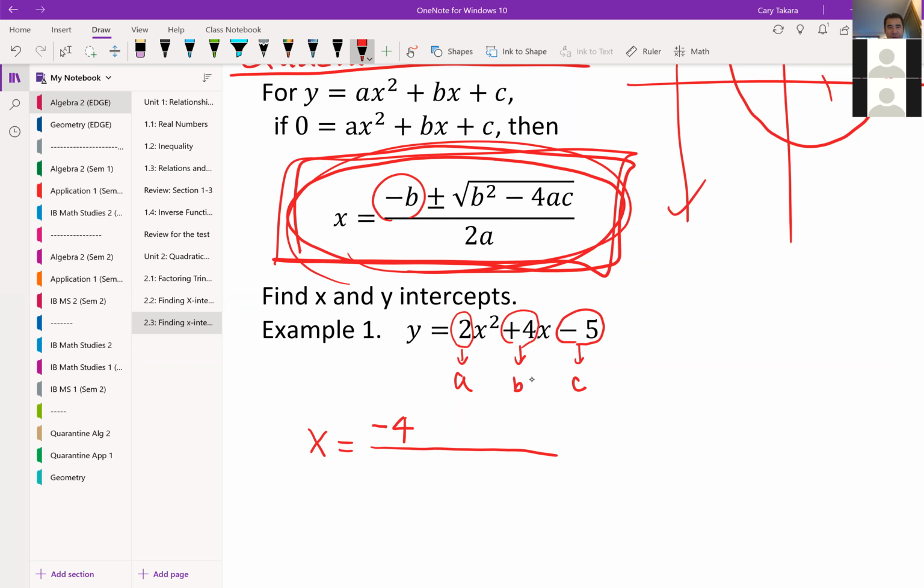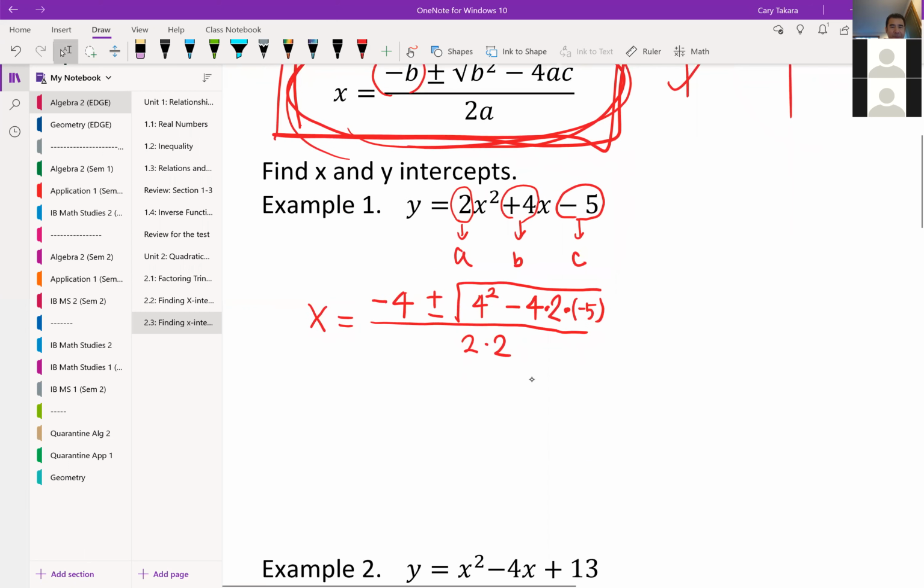So -4 plus or minus, I'm going to explain later what that means, the square root of b squared minus 4ac, which means 4 times a times c. So 4 times a times -5, over 2 times 2. Now let's simplify this.